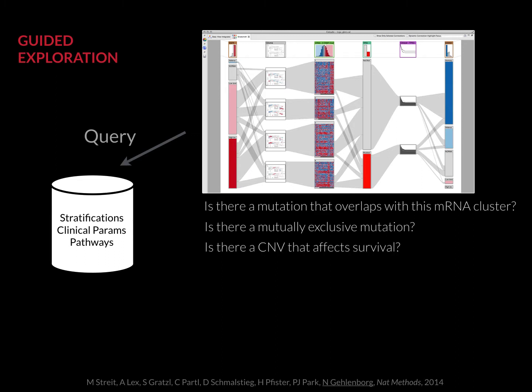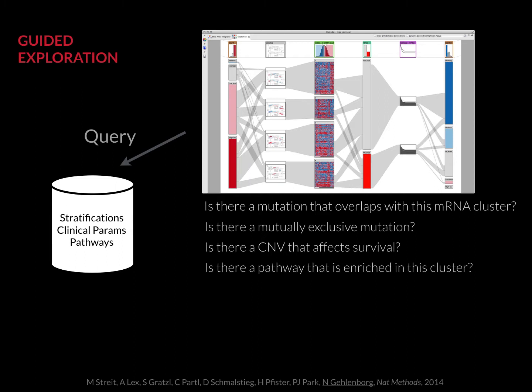We can ask, are there two mutations that are mutually exclusive? This is a very interesting situation in cancer. When you have a mutation that is essentially driving or causing a tumor, you don't need another mutation to do the same thing. So often what you find is that there are mutations that occur in one set of patients and another mutation that never overlaps with the same patient that is causing another subtype. So these are mutually exclusive mutations. We can also ask, is there a copy number change, like an amplification or deletion, that would affect survival?